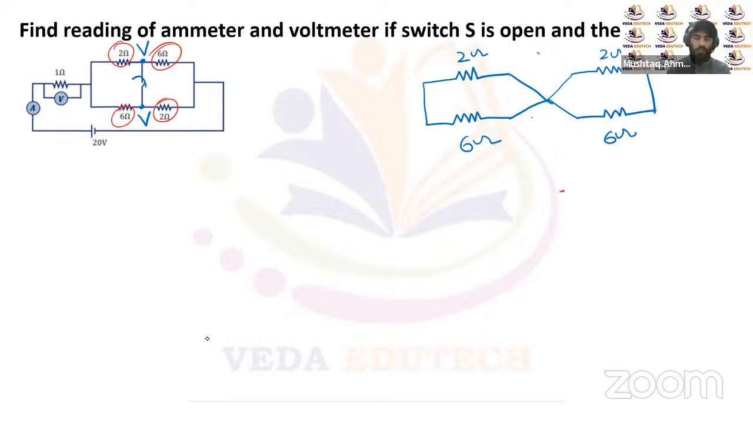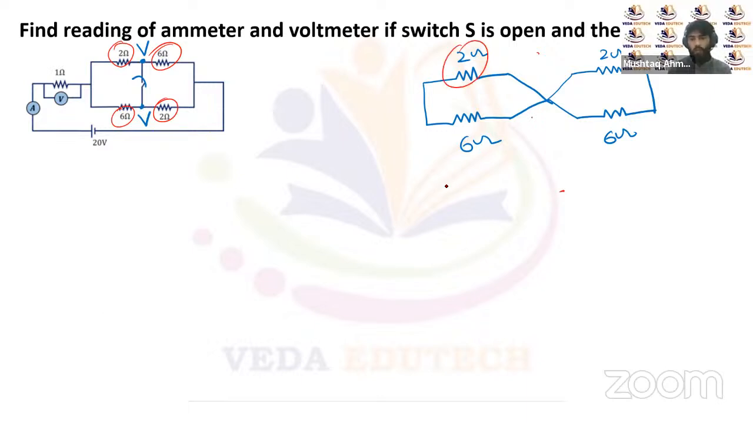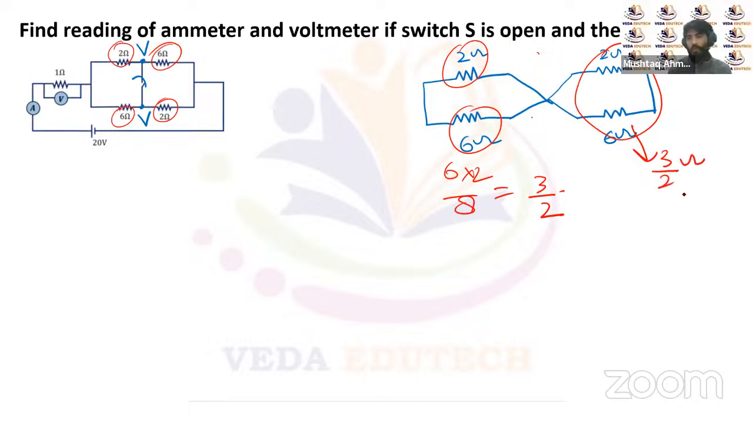And the equivalent of these two resistors, that's 2 ohm and 6 ohm, will be 6 into 2 over 8, right? That's equal to 3 over 2 ohm. And the equivalent of these two resistors will once again be 3 over 2 ohm, right? This is also having an equivalent resistance of 3 over 2 ohm.